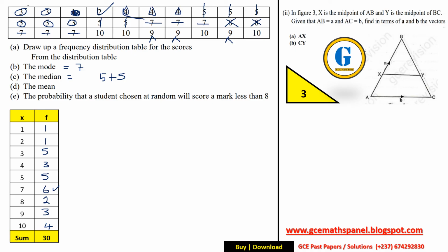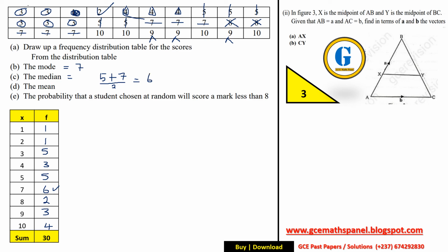So, all right, 7 rather. Thank you for the correction. 5 plus 7 divided by 2. So this is going to give us what? This is going to give us 6.